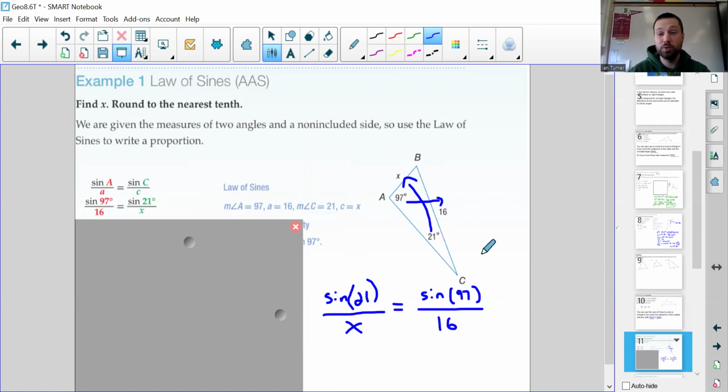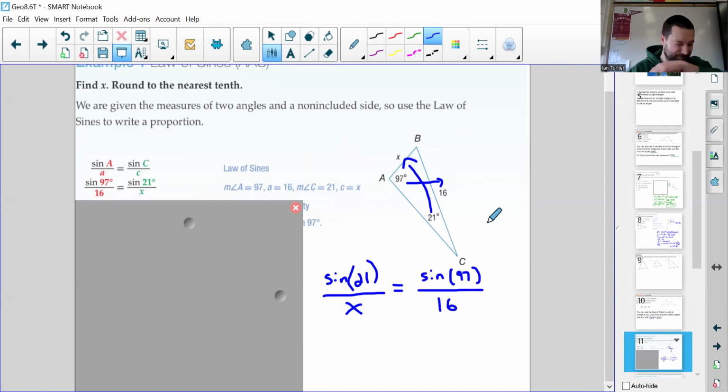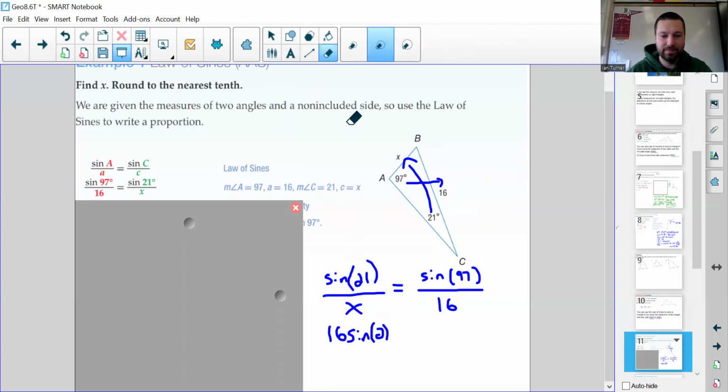How do we solve a proportion? That's all we did in chapter, what was that? Sorry, allergies are killing me. Chapter 7, that's all we did. We cross multiply. So we get 16 times the sine of 21 equals, whoa, sorry. That's a 1. Looks terrible. Redo.